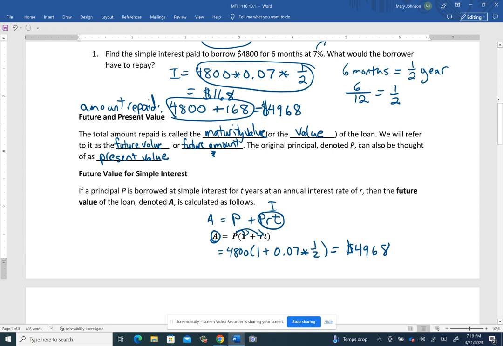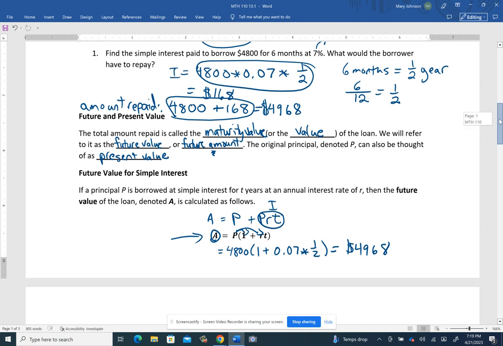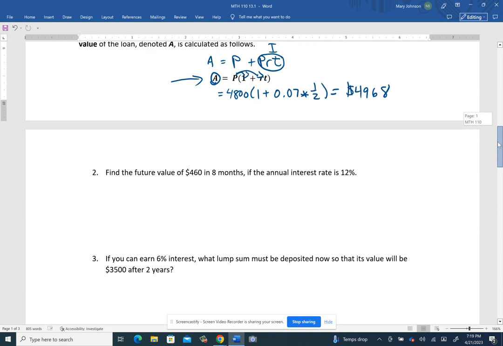And this would be the formula that we could use to do that. You'll have the formulas on any assessment you have. You just need to be sure you can use them. All right, so let's go ahead and work these 2 problems.